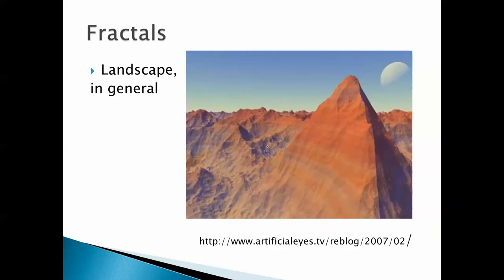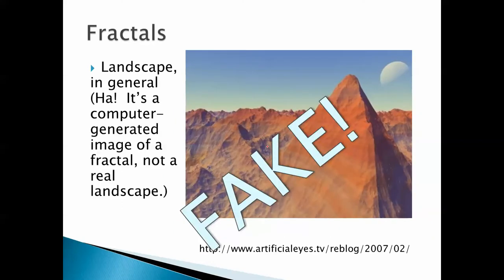Here's another example of a fractal. Here's some more landscape. Ha! It's a computer-generated image of a fractal and not a real landscape. And the fact that you can generate by computer something that looks like a landscape is an indication that landscape really is a fractal.